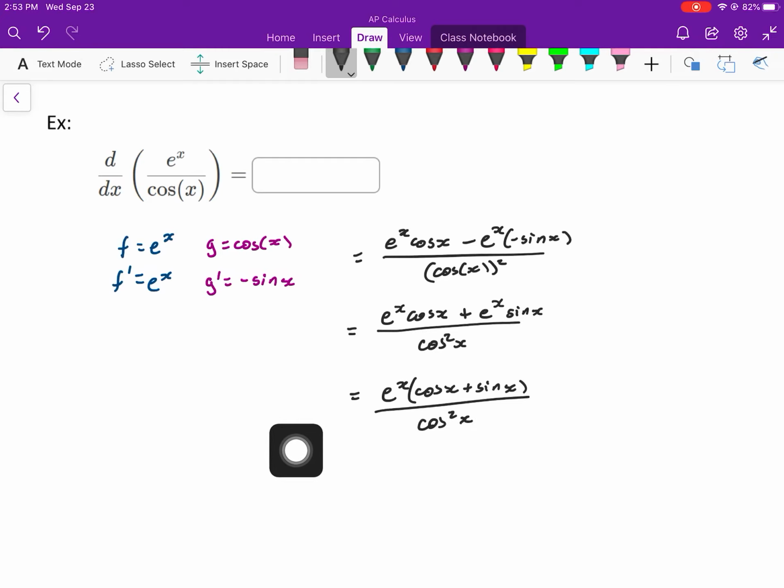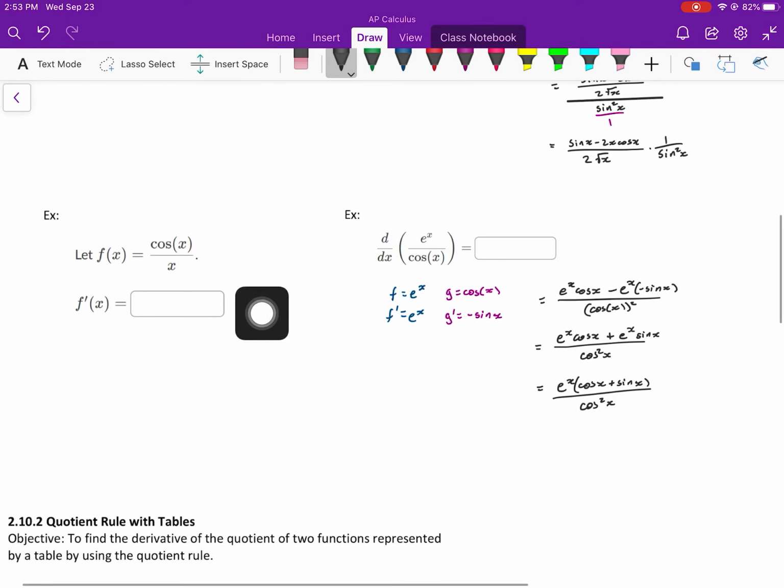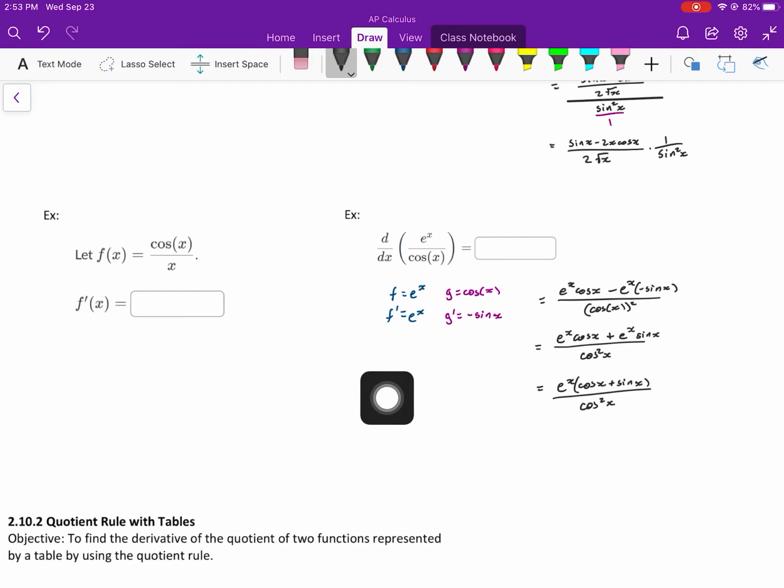That part's optional. It just depends on the multiple choice. For the free response, you can leave it like this. And I think what makes that hard is just that double negative there. Just make sure that becomes a plus.